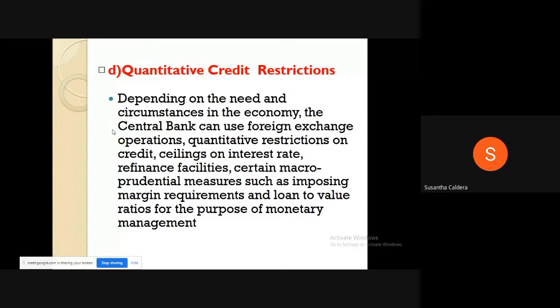Loan-to-value, for example the leasing companies in Haryana. One time the loan-to-value was 50-50. Then they increased it to 70-30, like that, loan-to-value. Right? Then, depending on the needs, from time to time, the central bank will use these restrictions.